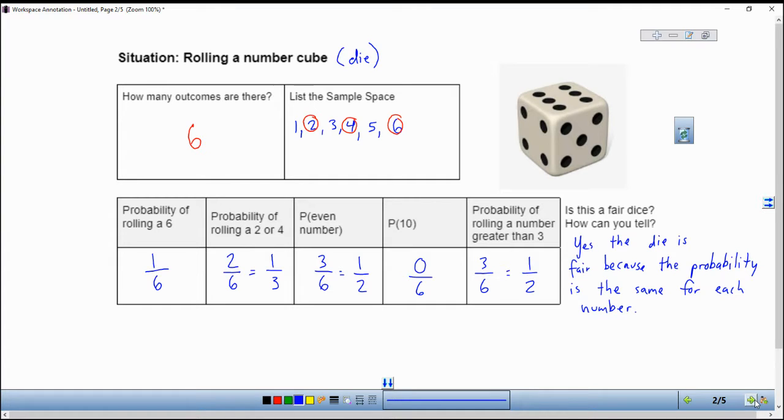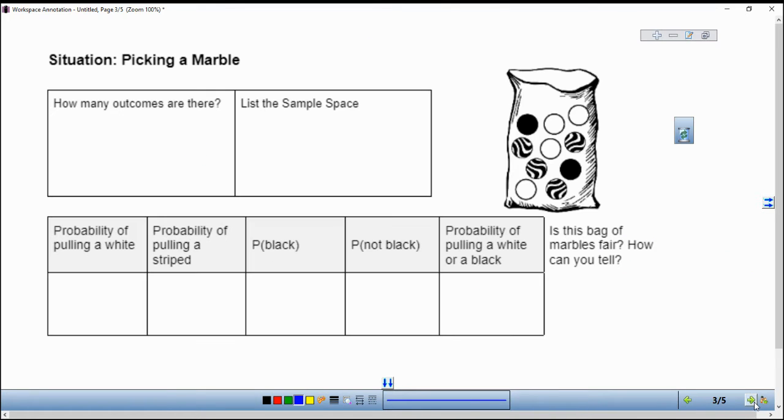All right, let's look at another situation here. Picking a marble. All right, so we have this bag of marbles here, and notice that the marbles are shaded in different ways. So how many outcomes are there? How many different marbles are there? There's 1, 2, 3, 4, 5, 6, 7, 8, 9, 10. There are 10 outcomes.